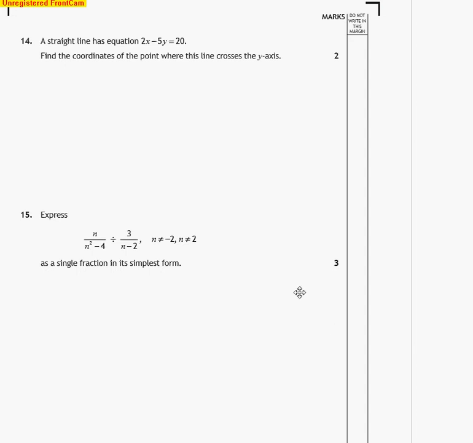Okay, question 14. Nearly there. Home stretch. Let's have a look. So a straight line has an equation like this. Find the coordinates of the point where the line crosses the y-axis. Okay, so a straight line, the equation of a line.